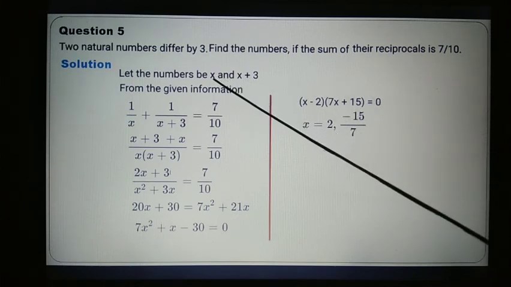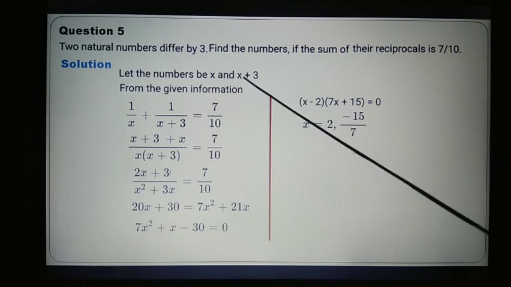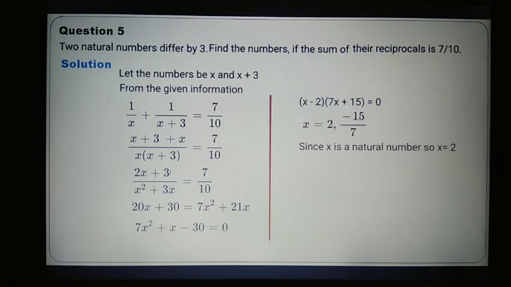So if the value of x is 2, then the other number has to be 2 plus 3, which is 5. Okay, so since x is a natural number, so x is 2, so that's why the numbers are 2 and 5. So pause the video to note down.